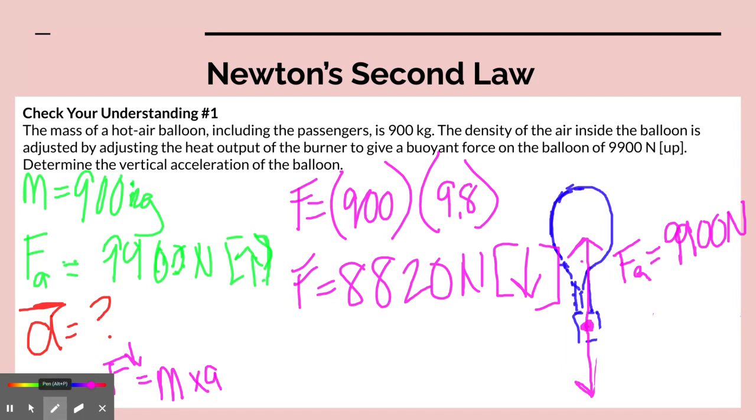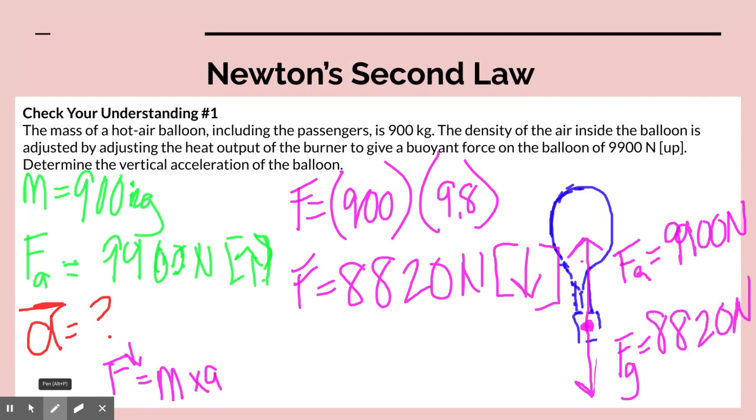So we've got the downward force. We're going to put that. In this case, it's not just the downward force. This is the force due to gravity. So it's 8,820 newtons.